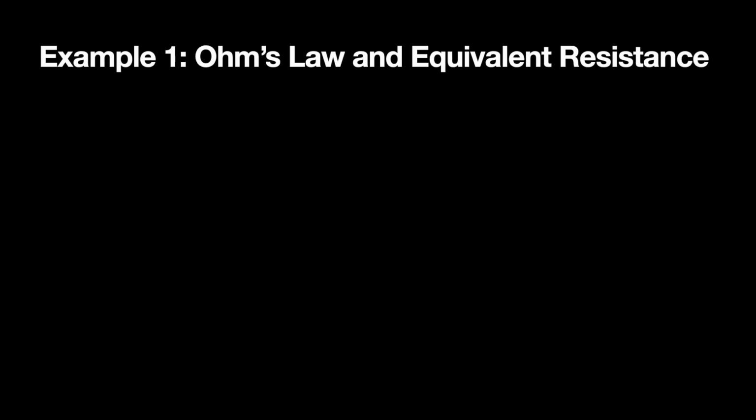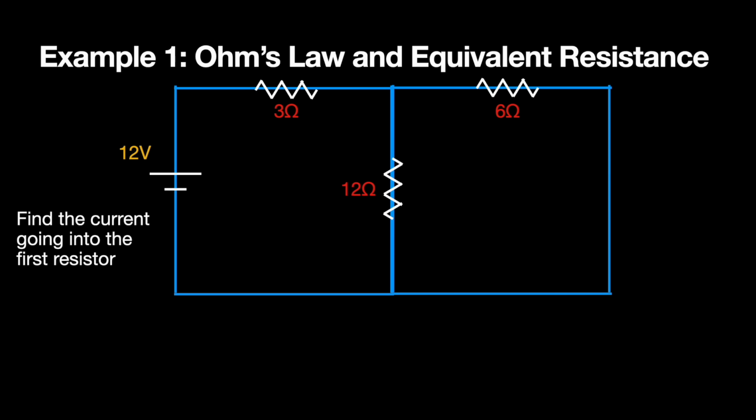Let's do a simple example problem to practice using Ohm's law. Given this circuit, find the current going into the first resistor. Well, the first thing we want to do is get the equivalent resistance, because we know that since the first resistor is in series with the battery, it must take all the current from the battery.